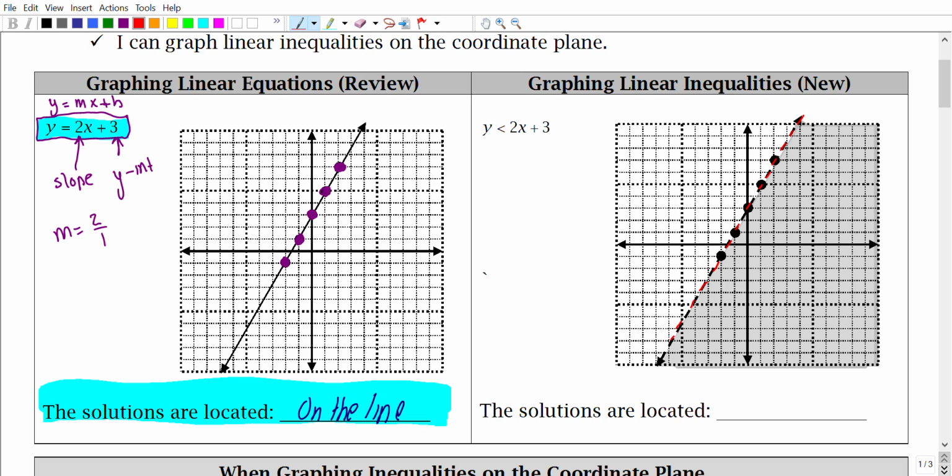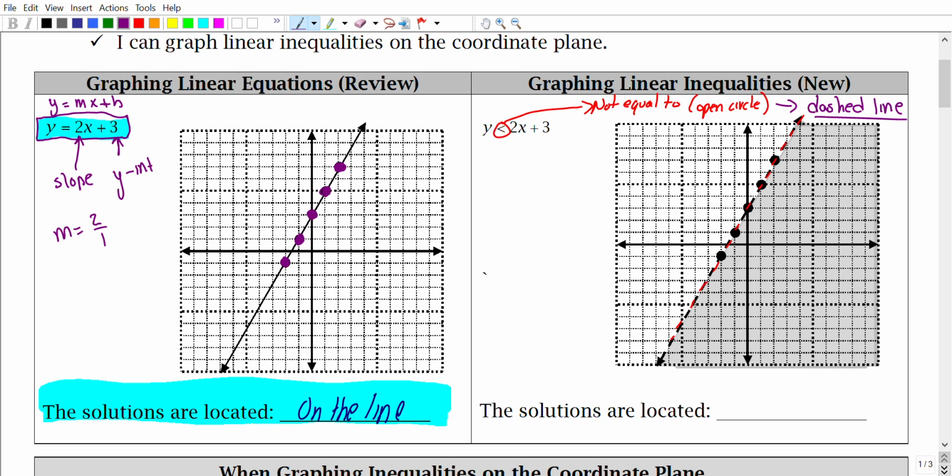So when we have something like this that is not equal to, so again, it doesn't have that little line underneath, we would usually use an open circle, but in the case of a coordinate plane, the way that's going to look is a dashed line. So rather than doing open circles like we did before on a number line, now that we're graphing on the coordinate plane, we have to use a dashed line.